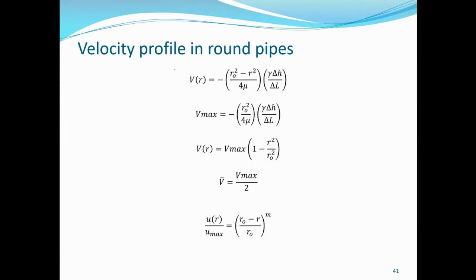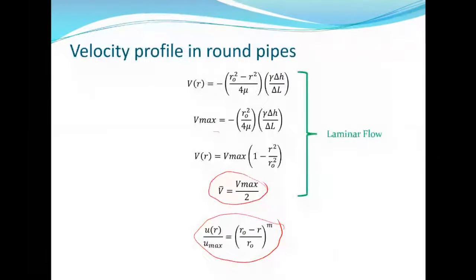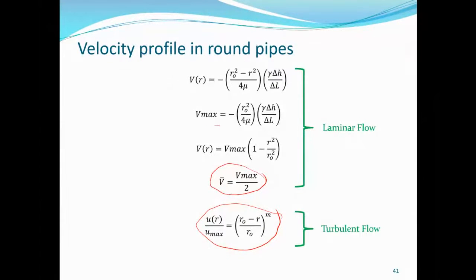And this is VR, for laminar flow, the velocity around pipes. This is Vmax, and this is for laminar flow. And this is for turbulent flow. This is for laminar flow, and this is for turbulent flow.